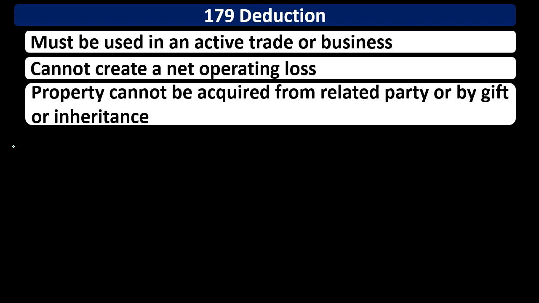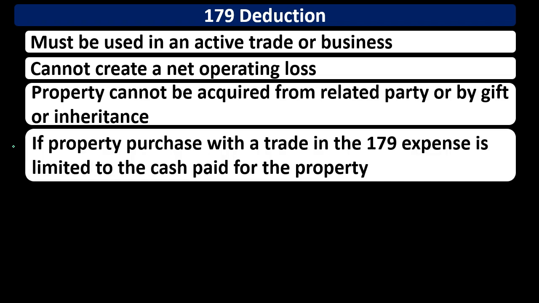Property cannot be acquired from a related party or by gift or inheritance. So if we've got property that's going to be depreciated and have the 179 related to it, it can't be from a related party or by a gift or inheritance in order for the 179 to be applicable. If there was a trade-in, then the 179 expense is limited to the cash paid for the property. So if we have a situation where there was a trade-in, we have a limit to the 179 portion of the deduction.